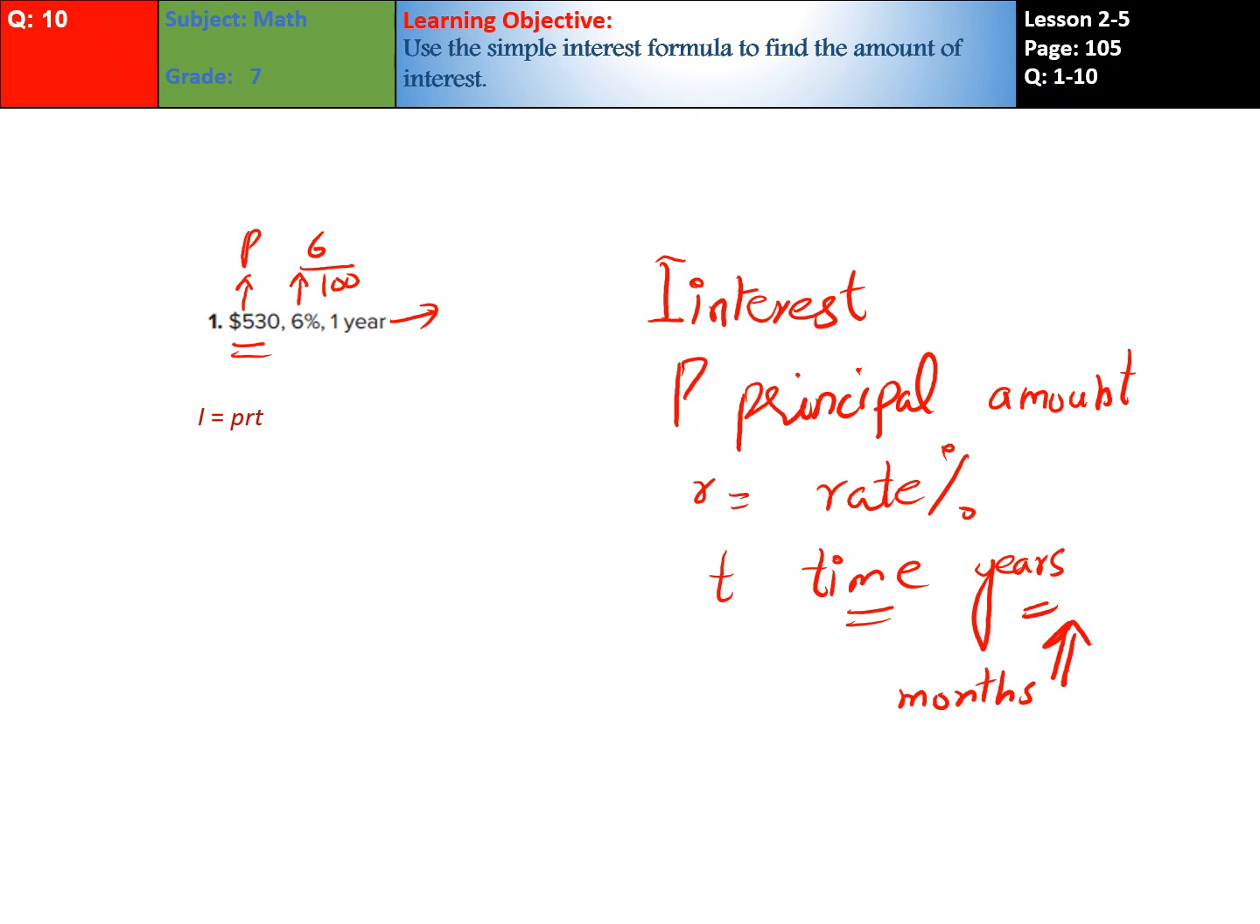So what is P? P is 530 times 6 over 100. We can write it as 0.06. Either you can just keep it the same and multiply it as 6 over 100. You will get the same answer. When you multiply these three, this is 31.80. So the interest is $31.80.